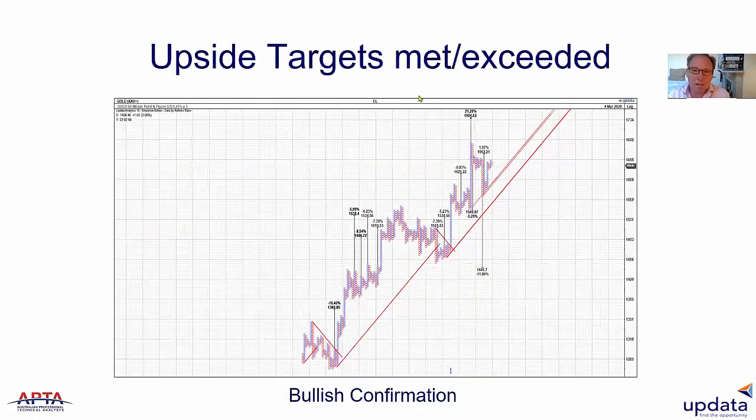Upside targets met and exceeded. So if targets are being exceeded, that's really bullish because you're going even further than the price projection. So that's bullish confirmation to the upside. If they're not met, then you're not quite getting there. You're getting exhausted before you get there. That's bearish. And on the downside, if a downside target is met or exceeded, that's bearish. And if you're not quite getting there, that's inherently bullish. So the levels at which you meet these targets is also really important.